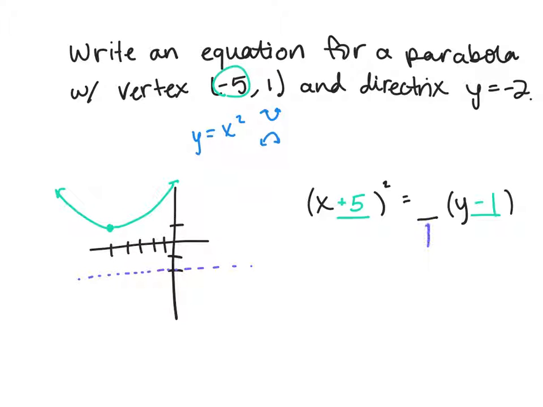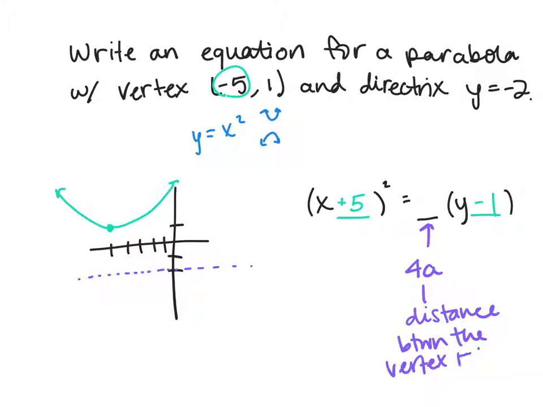And then we know this piece right here is 4a, where a is the distance between the vertex and the directrix or focus. So in this case, if we just count it out, our directrix is down here at -2. Our vertex is up here at y equals 1. So we can count it. It's 1, 2, 3 in between them. So 4 times 3 is 12. And that's what goes in our formula.